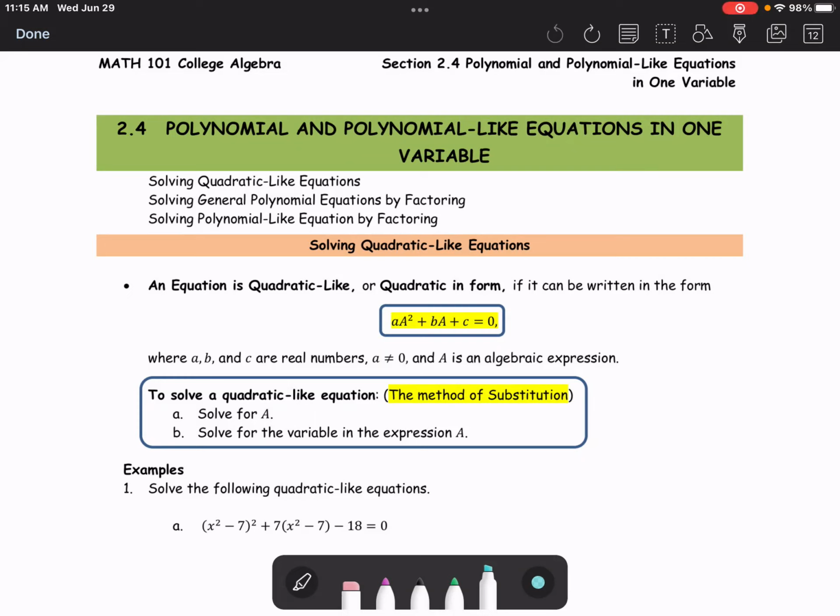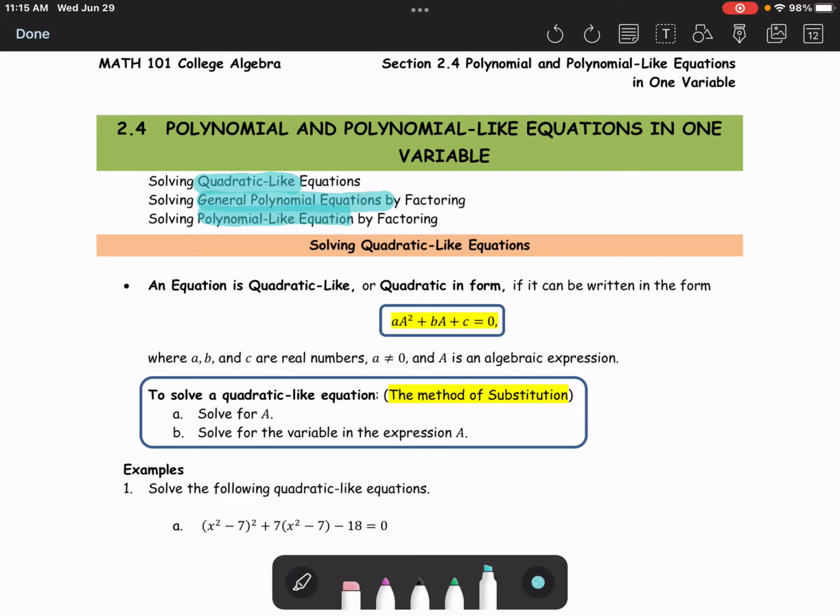Section 2.4, Polynomial and Polynomial-like equations in one variable. In this section, we are going to solve quadratic-like equations, general polynomial equations by factoring, and polynomial-like equations by factoring.